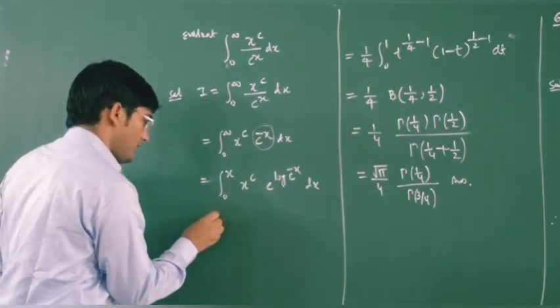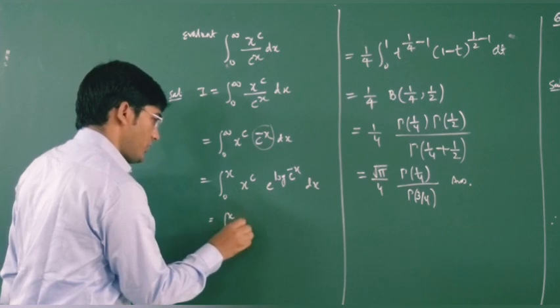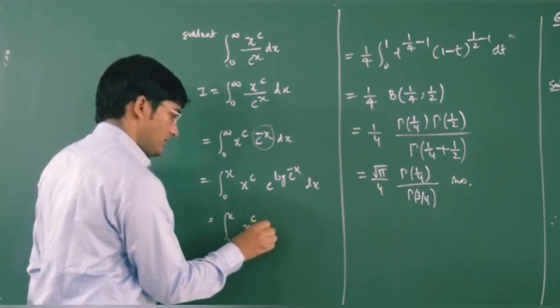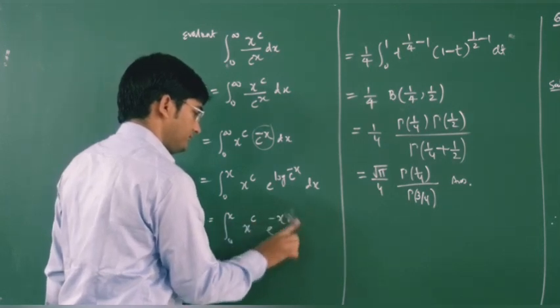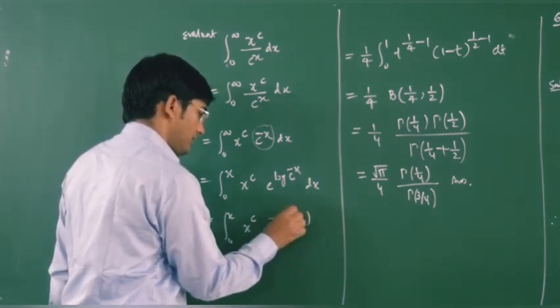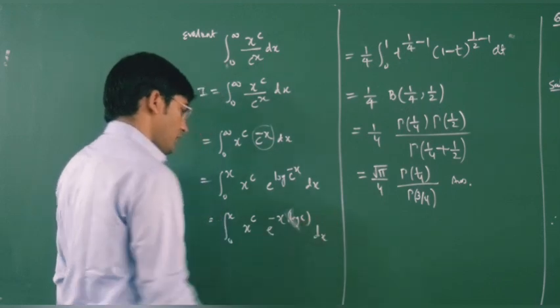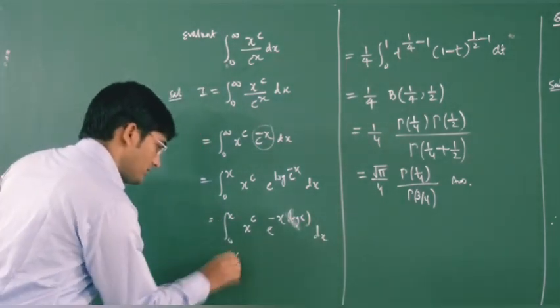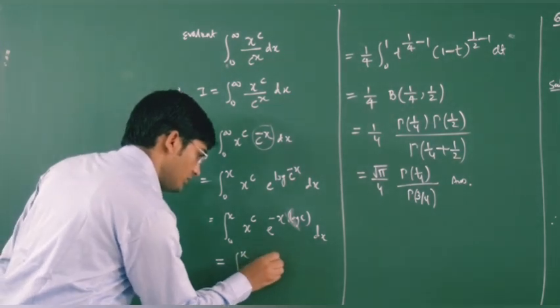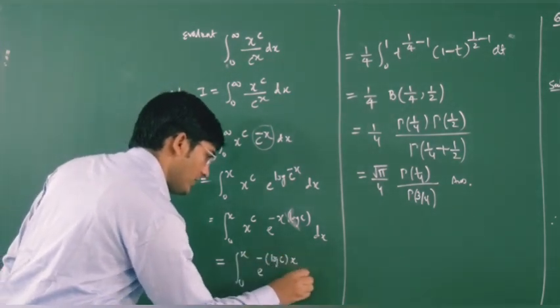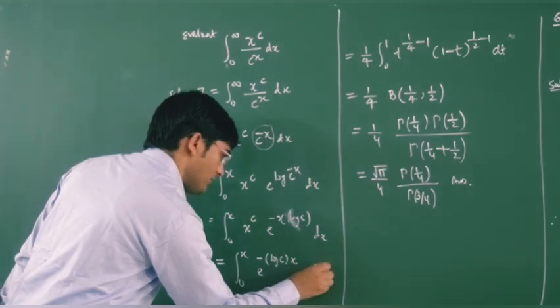We know that x is the same as e power log x, so we can write it like this. So from here we have integral 0 to infinity x power c, and then we will have e power minus x log c, and then dx. And we can also write it as integral 0 to infinity e power minus log c into x, then we have x power c plus 1 minus 1 dx.